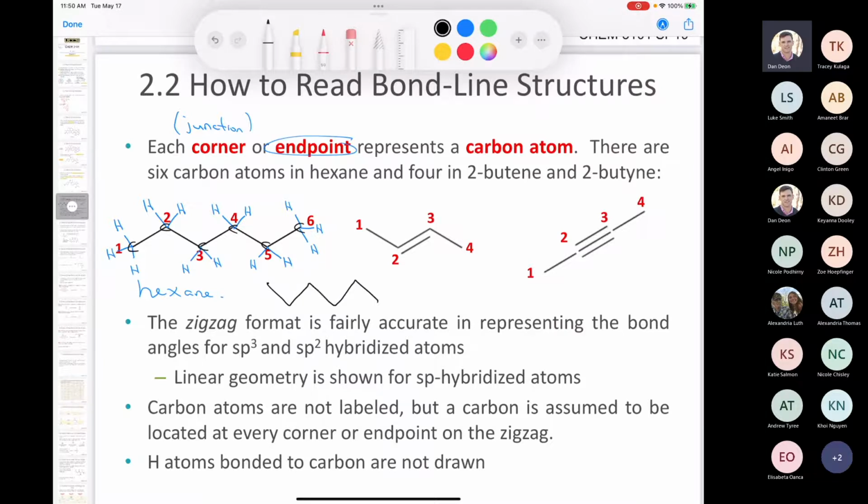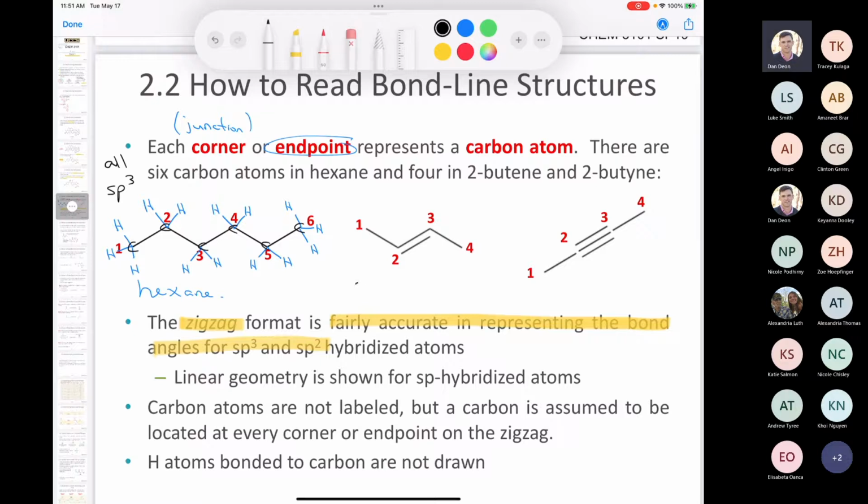The answer is yes. If you're wondering, why did you draw it as a zigzag? 1, 2, 3, 4, 5, 6, like that. Well, the reason we draw it like a zigzag, like Charlie Brown's shirt, is because it's accurate in representing the bond angles for sp3 and sp2 hybridized carbons. And since all of the carbons in hexane are sp3, that's why we draw it as a zigzag.